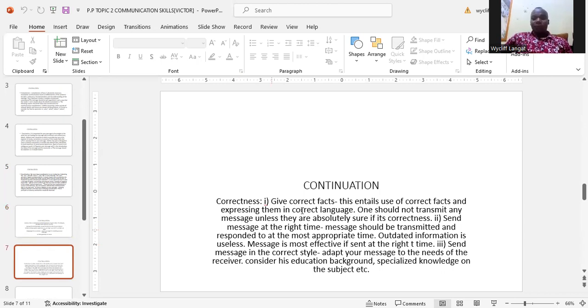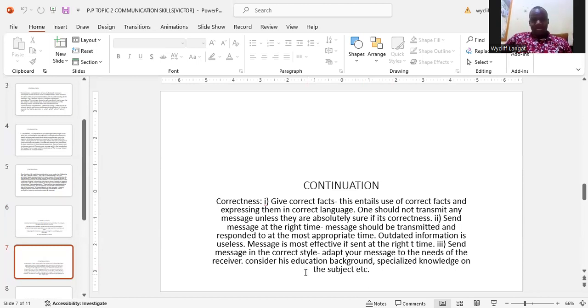Correctness: give correct facts. This entails use of correct facts and expressing them in correct language. One should not transmit any message unless they are absolutely sure of its correctness. Number two, send the message at the right time. A message should not be transmitted when it is useless. A message is most effective if sent at the right time.